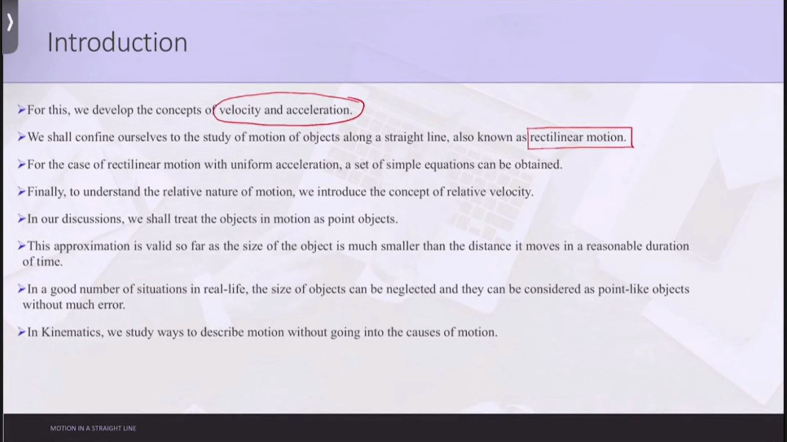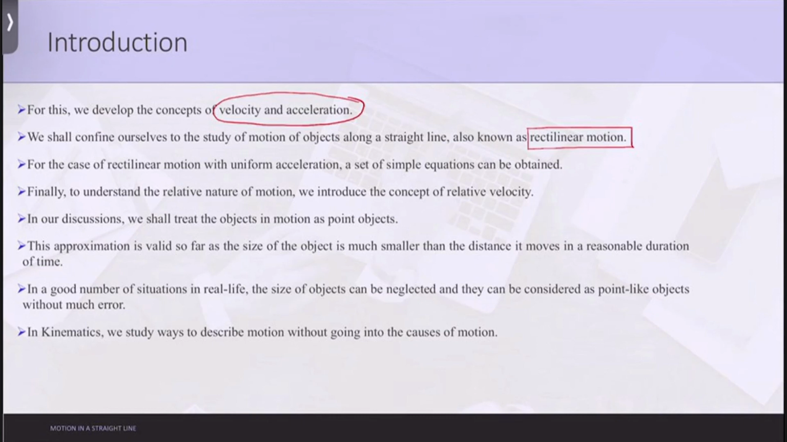For the case of rectilinear motion with uniform acceleration, a set of simple equations can be obtained. So what are these equations? This simple set of equations is one of the subtopics of this lecture series. Let's not go into that discussion right now, but just for your reference, everything is written in the introduction. We will try to understand that concept also.